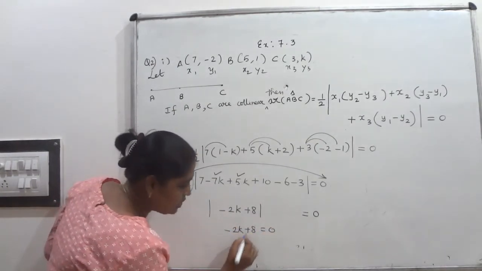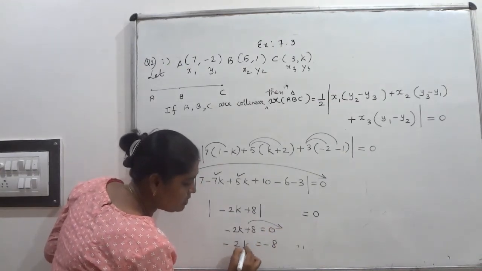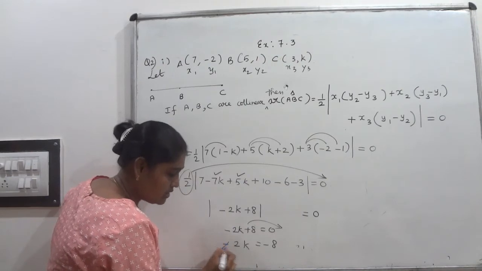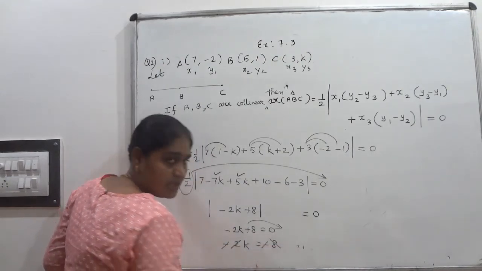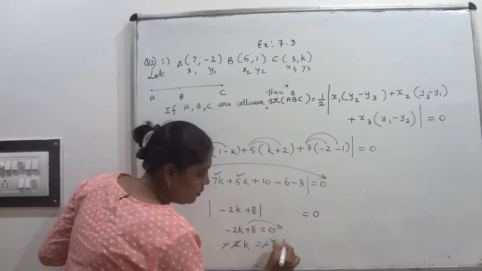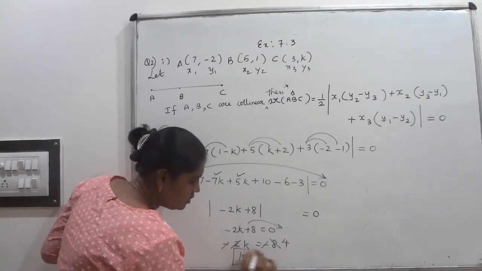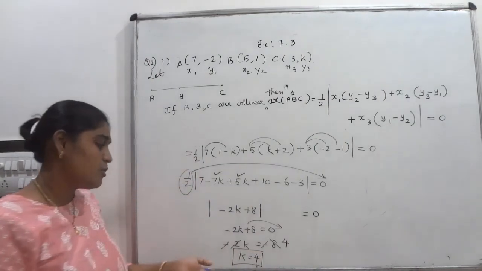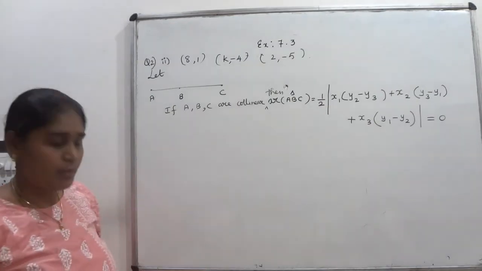Then I can write it: plus 8 goes to the other side, minus 8. Minus 2k equal to minus 8. Minus, minus, both sides cancel. And multiplied by 2 goes to the other side, divided by 2. So 8 upon 2 is what? 4. K equal to 4 I got. So you have to find out the k value. So my answer is 4. Thank you.